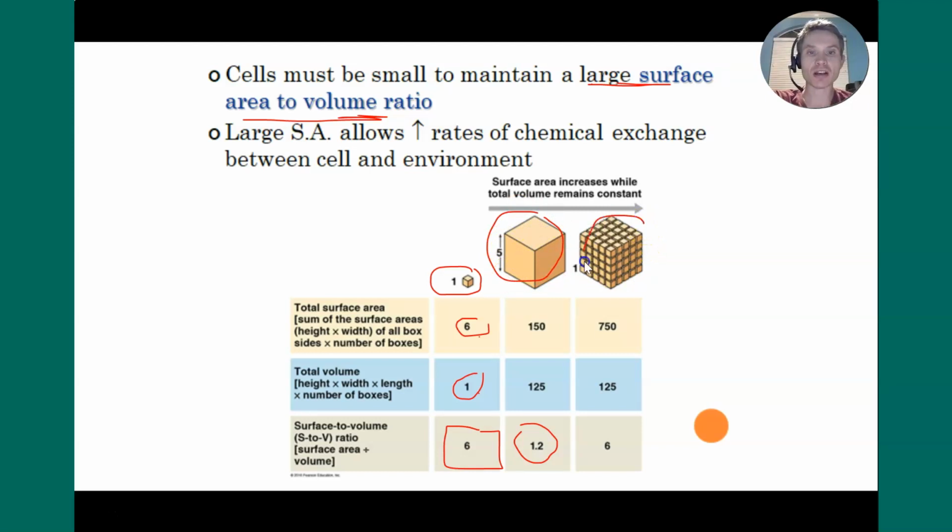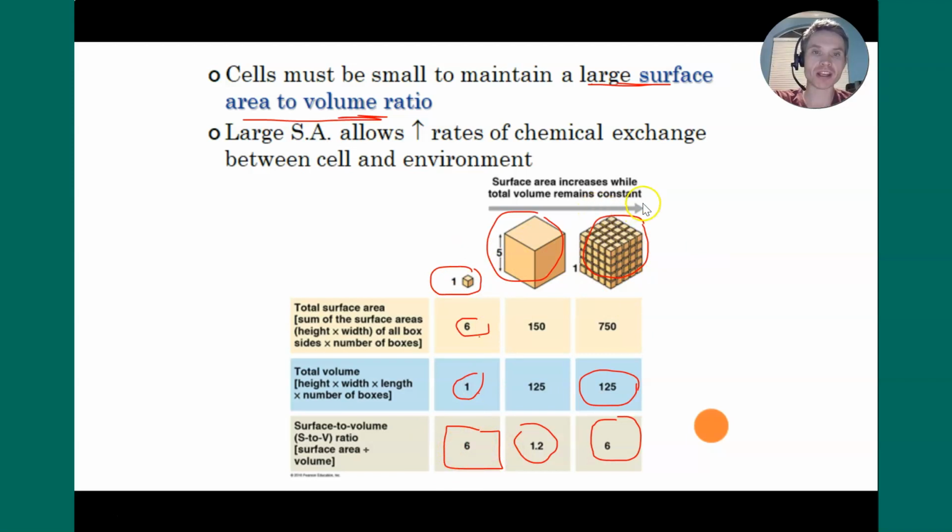And so you can see right here that rather than have a large cell such as a 5 by 5 by 5, we can take this 5 by 5 by 5 and break it up into 125 individual cubes, and our surface area dramatically increases. However, our total volume doesn't. And so because we increased our surface area, our surface area to volume ratio is back at that 6, which is much higher than the individual large cube and is much more in line with the smaller cube.